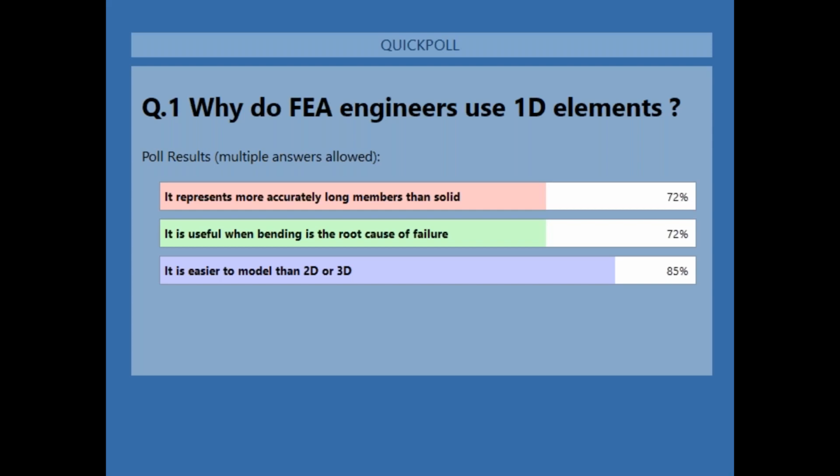That's why the third option is also correct. It is useful when bending is the root cause of failure. If you consider a 1D problem, then there is a chance of failure of that element by bending, due to transverse load. Take a simple pen and apply a tensile force on it, and it will not break quickly. But if you apply a transverse force, perpendicular to the axis of that pen, it will break easily. So this is the root cause of failure by bending.